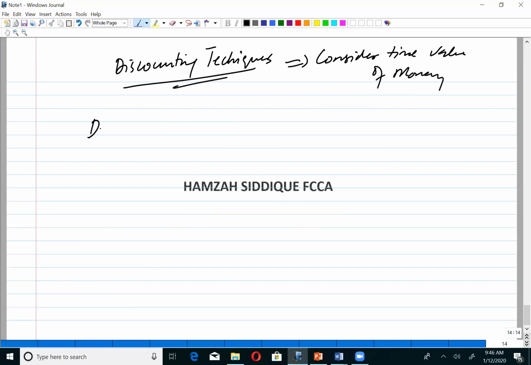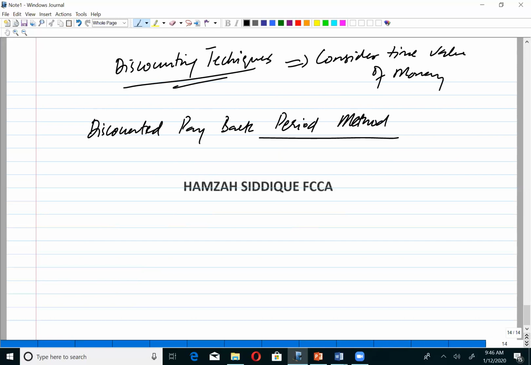So we are moving towards the discounted payback period method of investment appraisal. Students, payback we have discussed. Now discounted payback is an extension of that. For example, a project has the following cash flows.